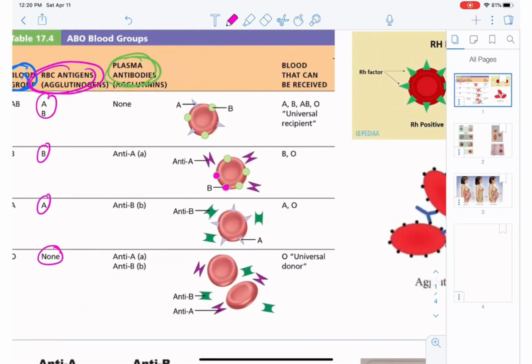Now, related to that, the immune system is also going to produce antibodies to recognize red blood cells that are not our own. So within the ABO blood group here, you can produce either anti-A antibodies or anti-B antibodies. Anti-A antibodies are going to recognize A antigens and they're going to attack them. Anti-B antibodies are going to recognize B antigens, and attack them.